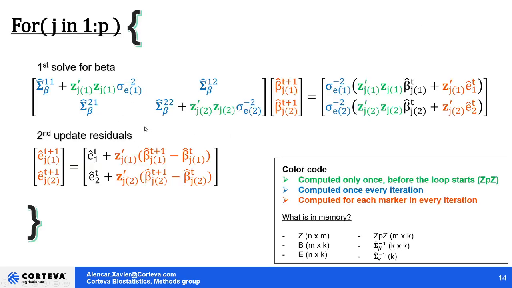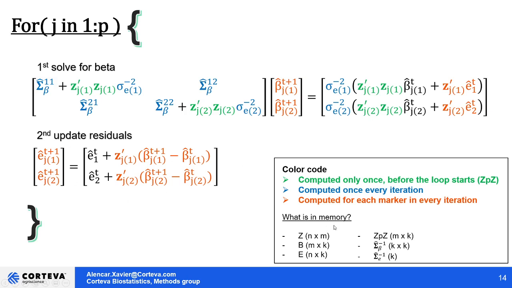So that's how the solution would look like. We basically have some operations that we compute once for the whole system of equations, which here are illustrated in dark green, so it's the cross product of the markers. Some are computed once every iteration, here in blue, which are the various components, both the genetic and the residual. And in orange, what is computed for every marker within every iteration. So basically it's the update of the marker effects, Z prime E for each trait, and then the update of the residuals.